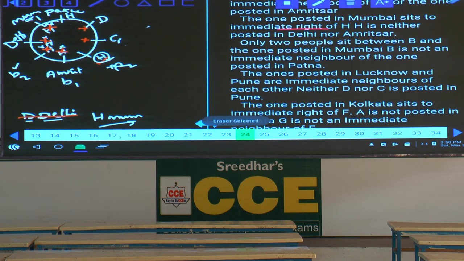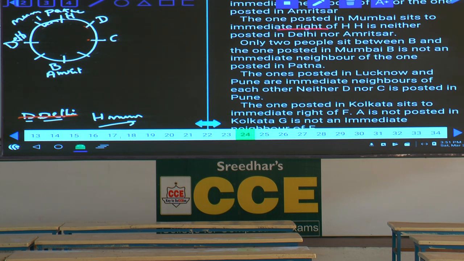Are you following this one or not? If you have taken Mumbai H at this place, then Mumbai will be H. If Mumbai is H, then Pune and Lucknow adjacent to each other is completely ruled out. Hence, what is the only possibility? H and Mumbai is here. If H and Mumbai are here, then what is the other information? Only two people between B and Mumbai, 1, 2. This B is from Amritsar. Done with this? Without drawing the second diagram, we could finalize the second possibility as well.